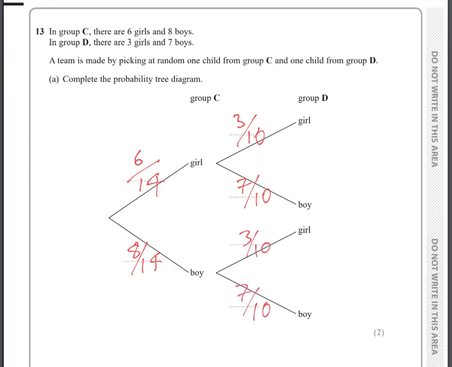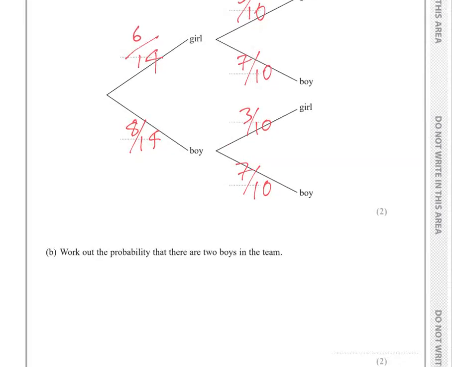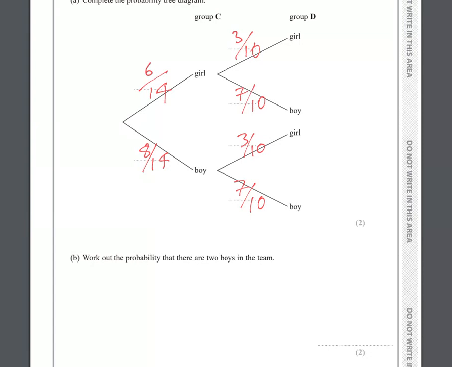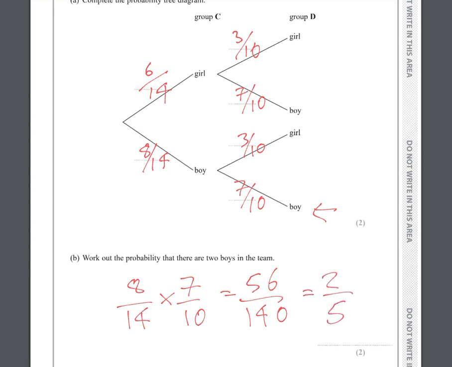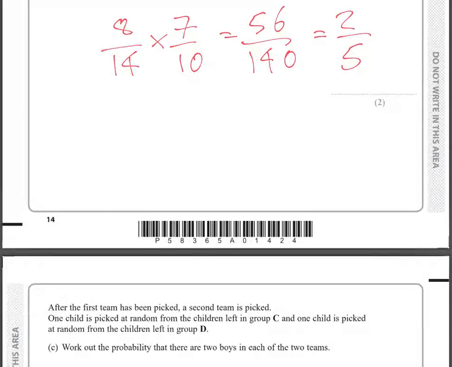The team is made by picking one child from group C and one child from group D. Work out the probability there are 2 boys in the team, so that's this line here. 8 out of 14 times 7 out of 10 is 56 over 140. So that's 4 over 10, 2 over 5, I think. It simplifies down to that if you put it in your calculator. There we go.